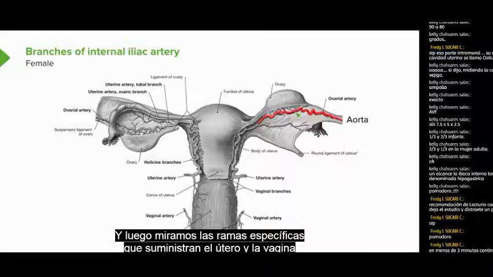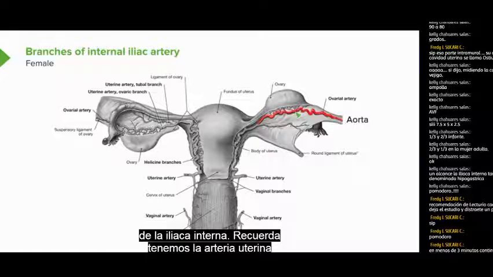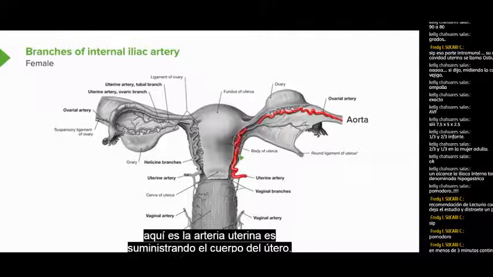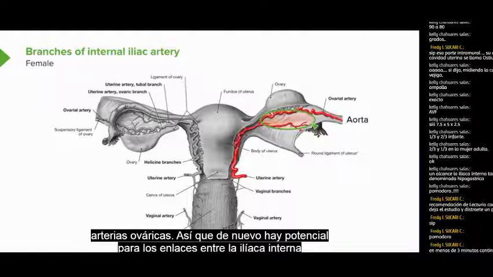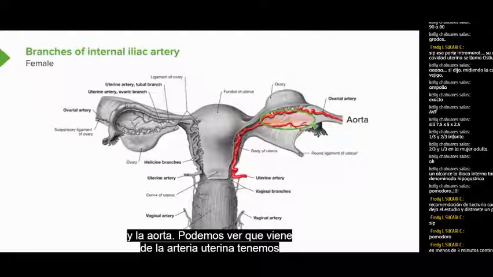And then we look at the specific branches that supply the uterus and the vagina from the internal iliac. Remember, we have the uterine artery. Here we can see the uterine artery supplying the body of the uterus. It will run within the broad ligament and form a collateral circulation, anastomosis, with the ovarian arteries. So again, there's the potential for links between the internal iliac and the aorta.